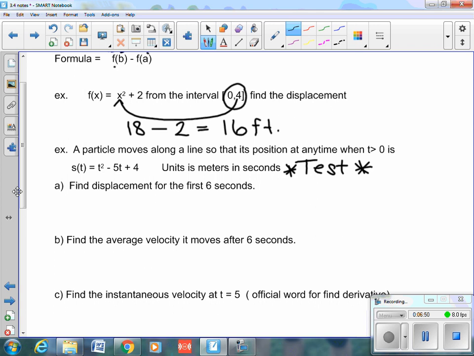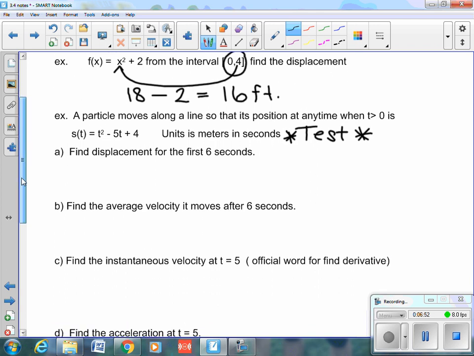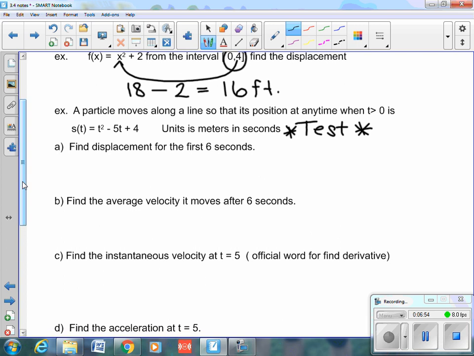A particle moves along the line so that its position at any time t, with t greater than 0, is given. They're telling you that the position is this, and we just talked about what position is. It's just a regular formula, right? Which is t squared minus 5t plus 4. They want you to find the displacement for the first 6 seconds. How much did it move for the first 6 seconds?